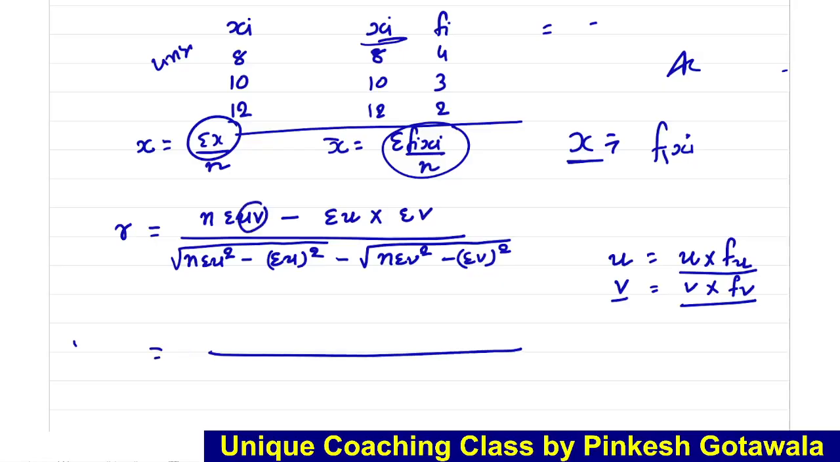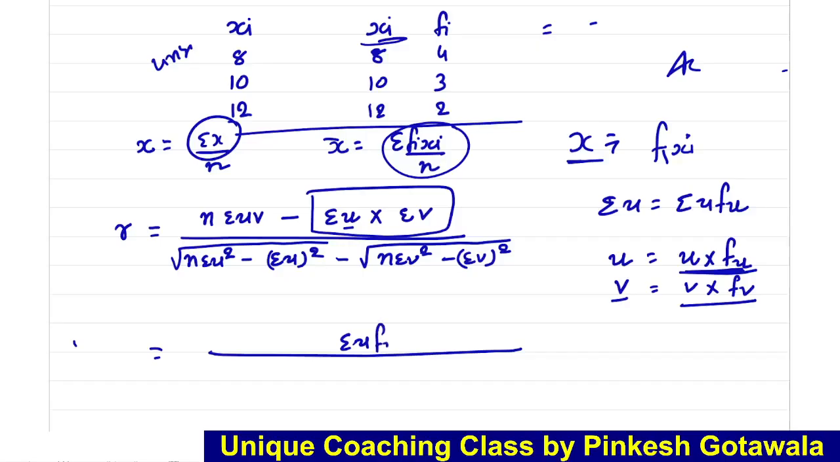Here u and v are both given, we will understand at last. Right now start from this sigma u, sigma v. Here u is given, but in a question we get frequency also, so you will multiply with fu. So it becomes u multiplied with fu, so it becomes sigma u fu. Clear? So u stays as it is, and u is multiplied with fu.